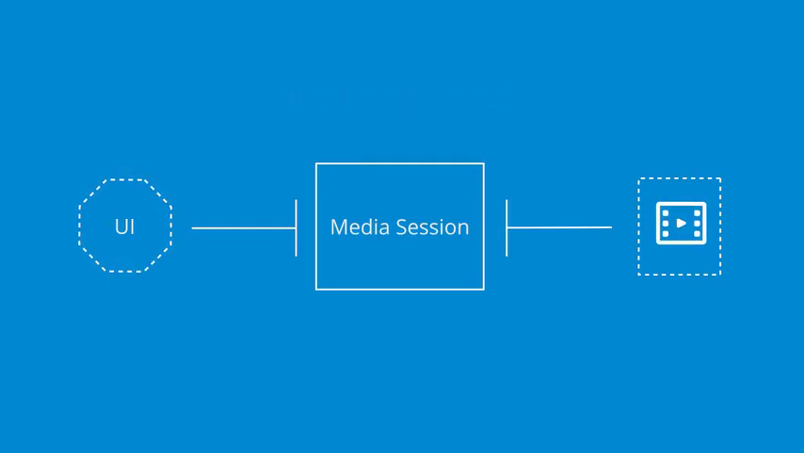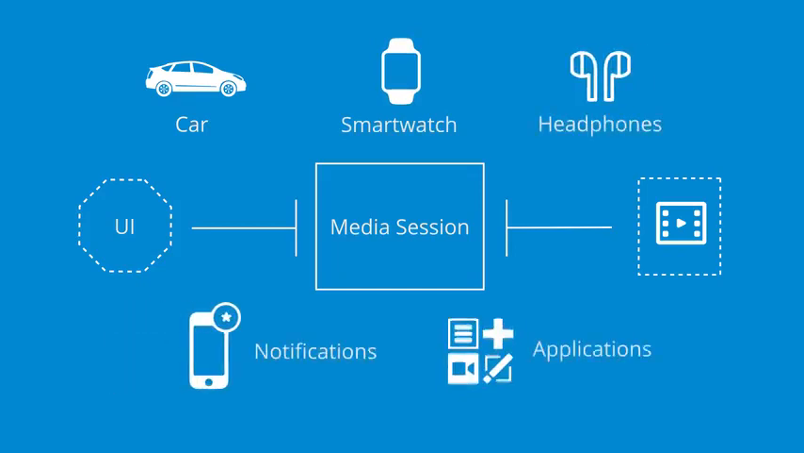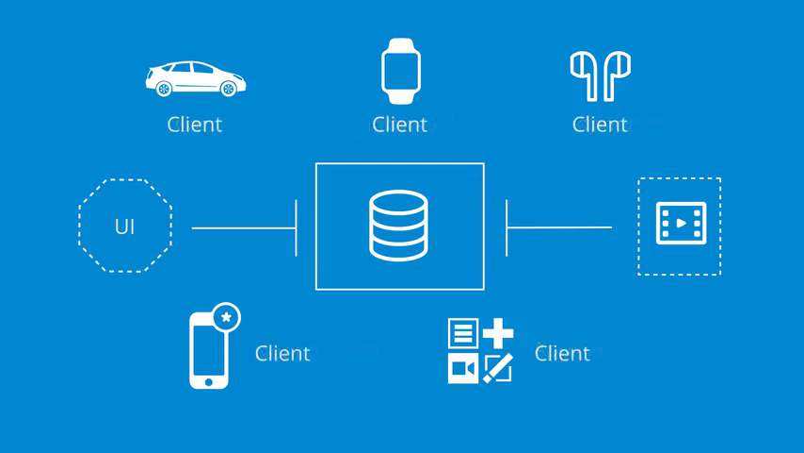Another major reason for this structure is the following. Media is often controlled by more than one controller. It might be a car, like Android Auto, a watch, Android Wear, headphone media buttons, a notification on your screen, and potentially even other apps. They may need to fade out your audio for a second to deliver important notifications to the user. This is why you should use this client-server architecture. The media session then becomes the server that holds the info about the media and the state of the player, and each controller becomes a client that needs to stay in sync with the media session.